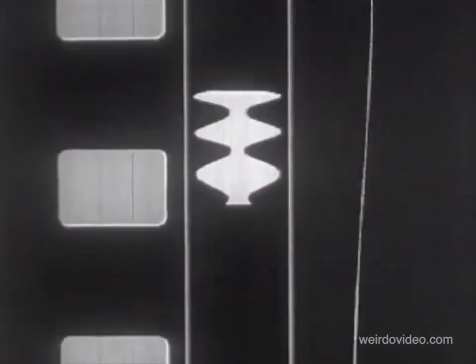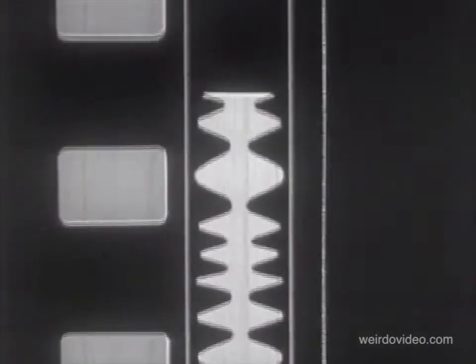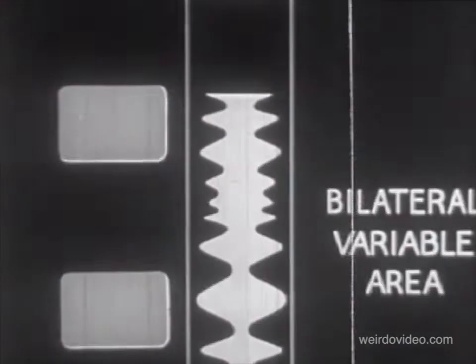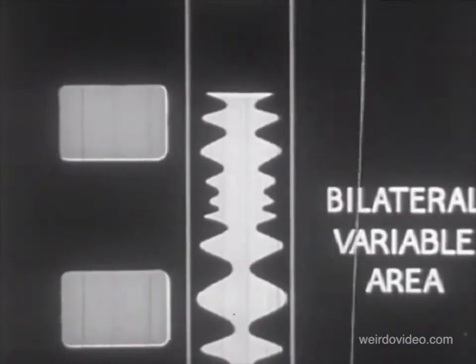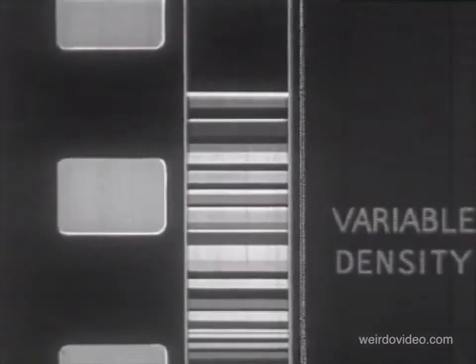When both ends of the line of light are caused to move transversely of the track, a record known as a bilateral variable area soundtrack is produced. When the line of light extends completely across the soundtrack, and the thickness of the line is varied by the sound-controlled current variations, a record known as a variable density soundtrack is produced.